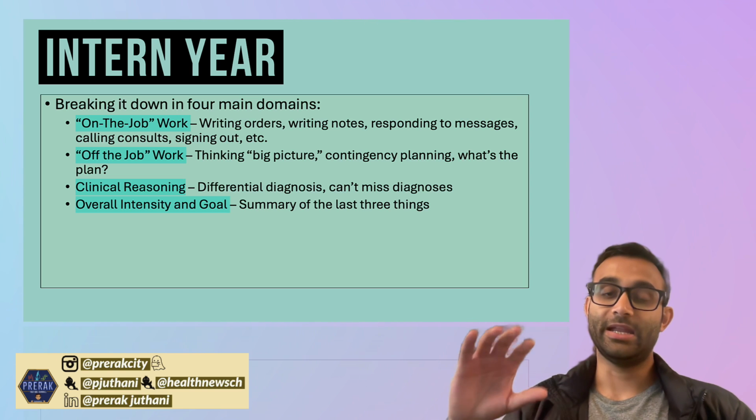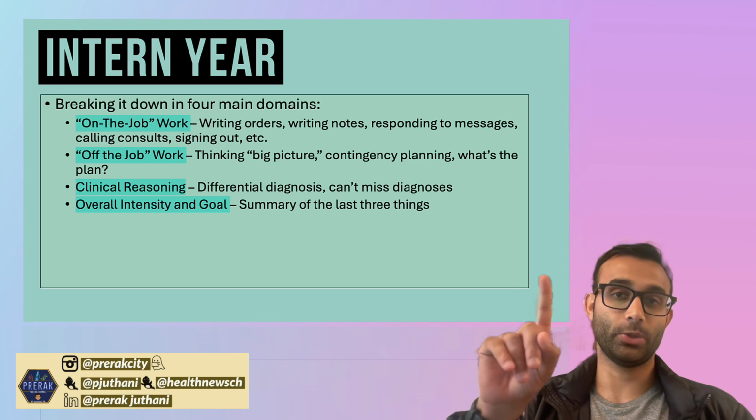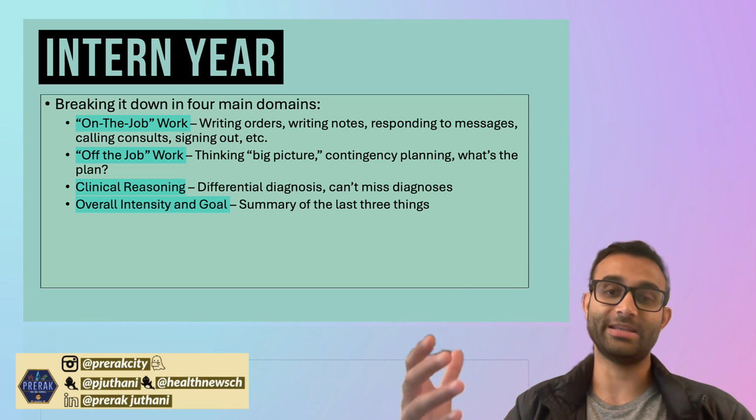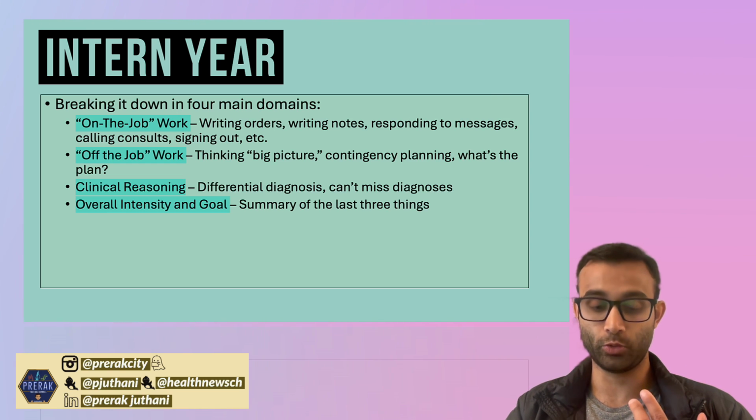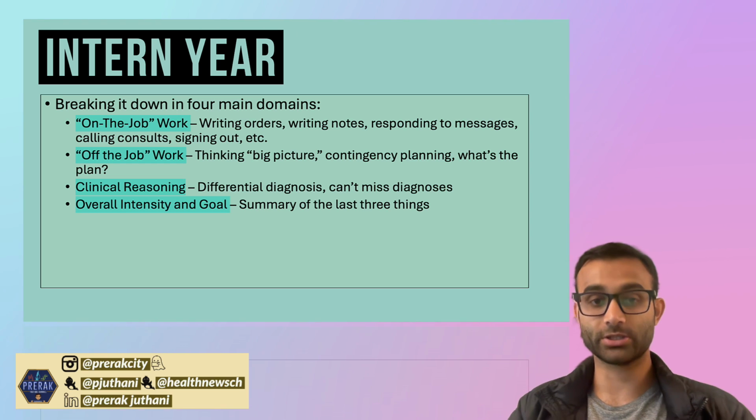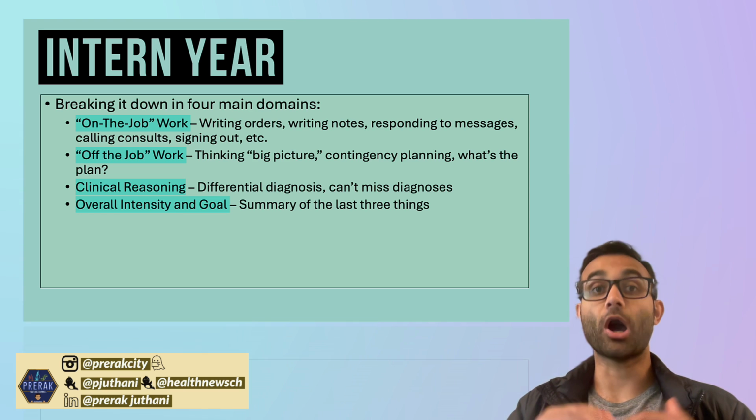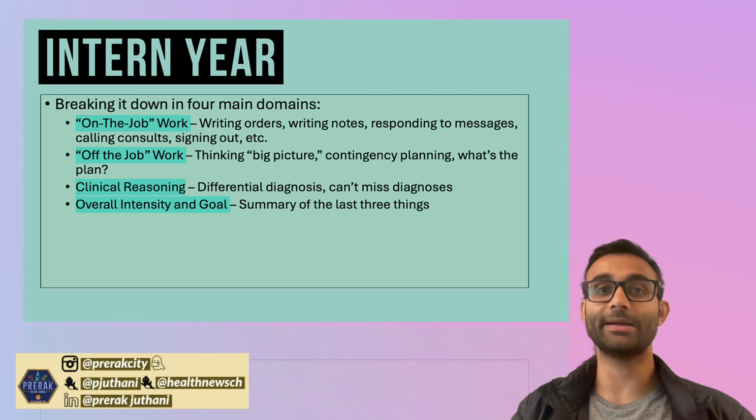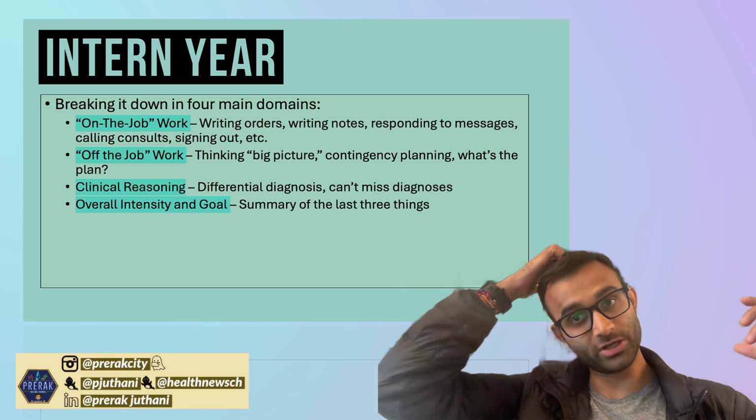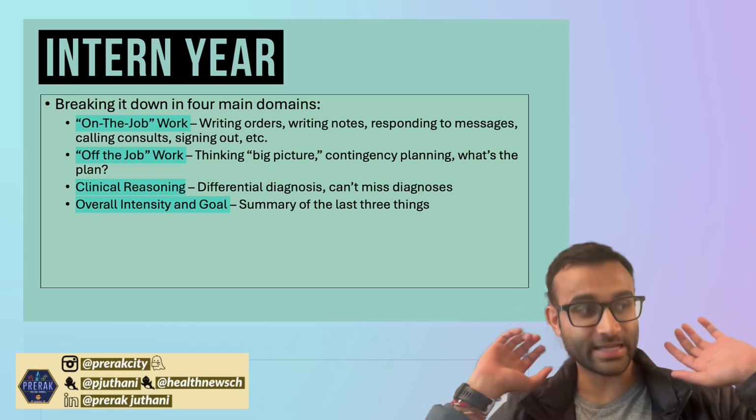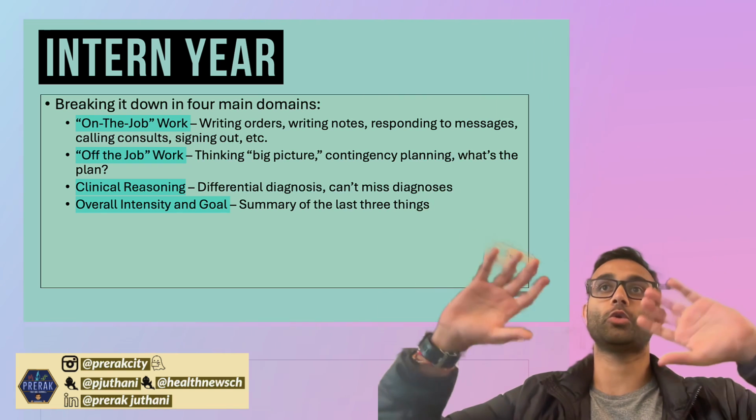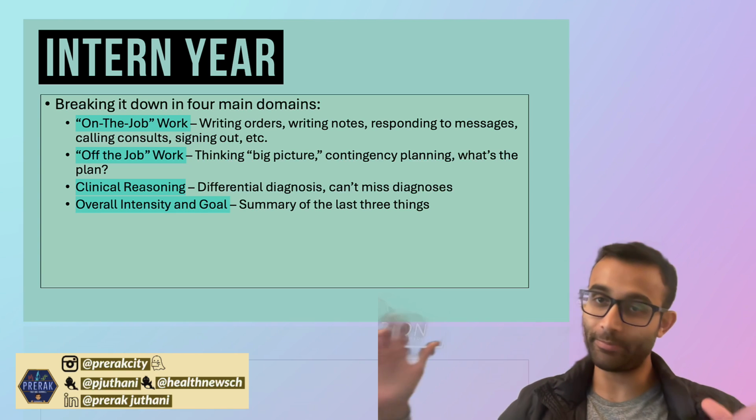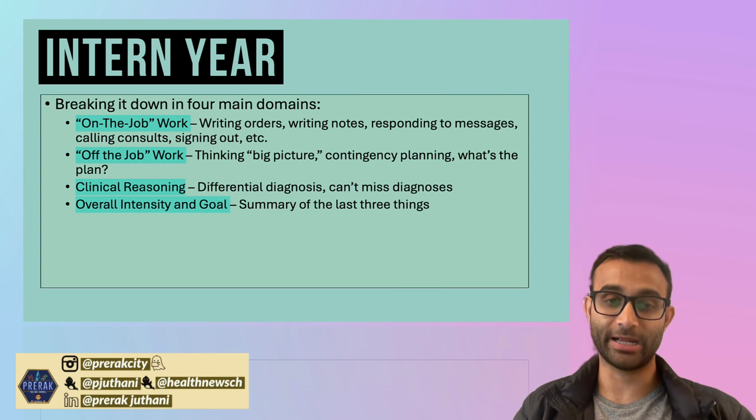year of training into four main components, which includes on-the-job work, which means all of the basics of being on the job, which means writing orders, writing notes, responding to messages, calling consults. And the second aspect is going to be the off-the-job work, which you have to really think about big picture. So much of medicine is thinking about all the things that need to get done, but a lot of it is also thinking about in the future, what else do we need to do? Or if the patient were to deteriorate, what would be the plan?